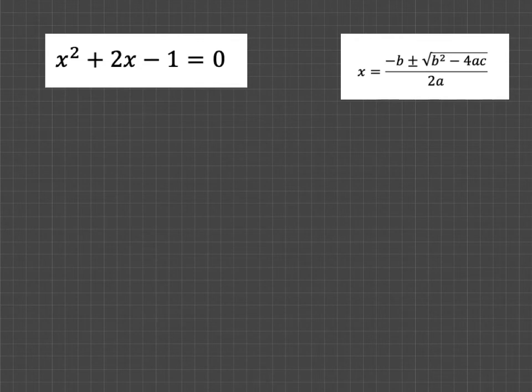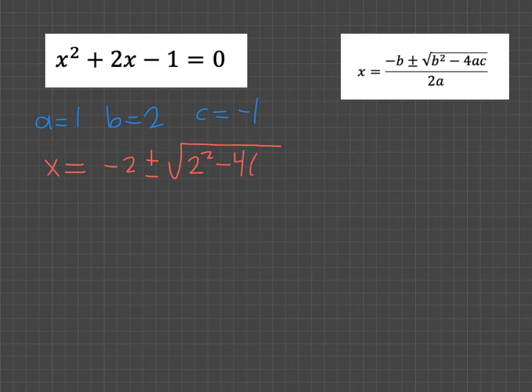Let's try this example. First, identify a, b, and c. Well, a, the coefficient on x squared, is 1. B, the coefficient on x, this time it's 2. And c, the constant, is -1. Plugging values in, we get our solutions. X equals negative b, so that's going to be negative 2, plus or minus, and then under the square root, we have b squared, so that's 2 squared, minus 4 times a, which is 1, times c, which is negative 1. And then that's all over 2 times a, which is 1.